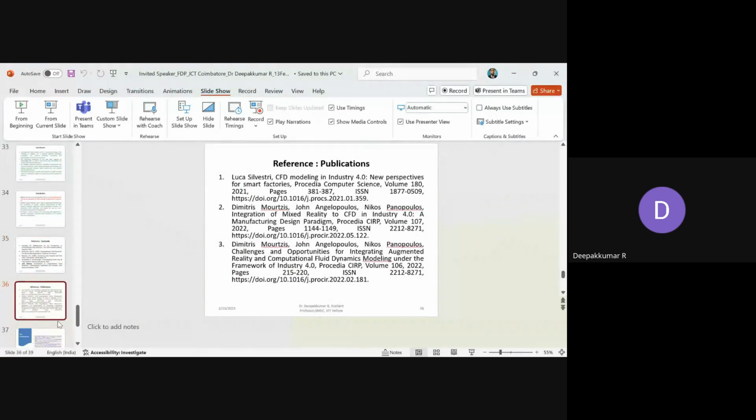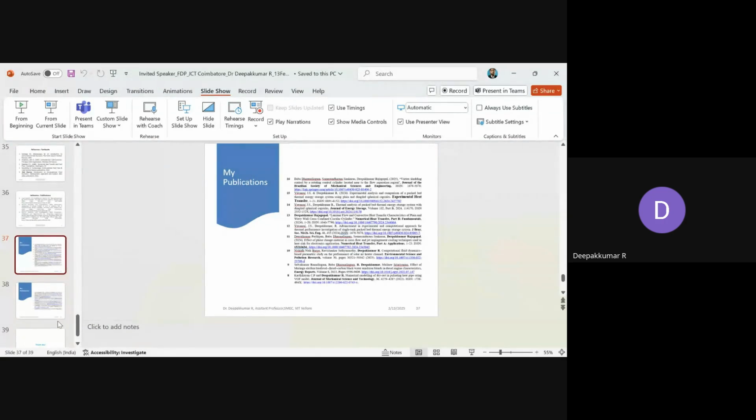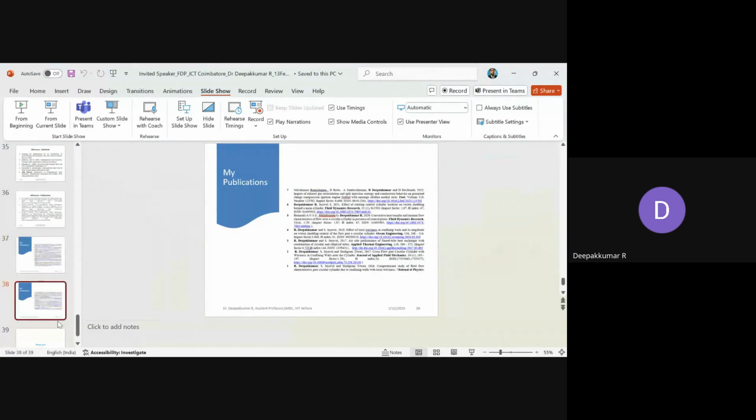And some of the publications I referred to related to CFD and Industry 4.0, I have listed here. These are my publications, some recent ones I have highlighted. Most of the papers I have worked on use CFD software as a tool. I'm working on computational fluid dynamics, external flow and flow over structures, bluff body flow analysis, heat exchanger design, renewable energy, phase change material, thermal energy storage, and solar aerator. So these are some of the areas I'm working on right now.